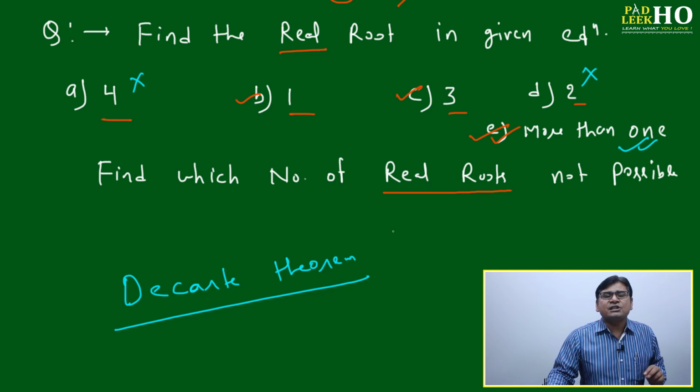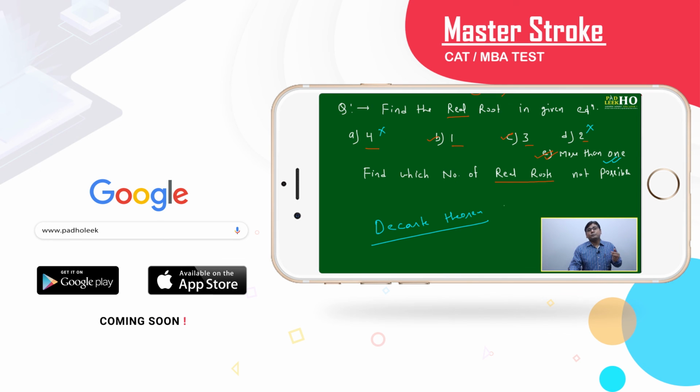Okay, so this master stroke is one of the important points in your preparation and one of the important areas to link 3 major chapters. The 3 major chapters are PNC, number and algebra.